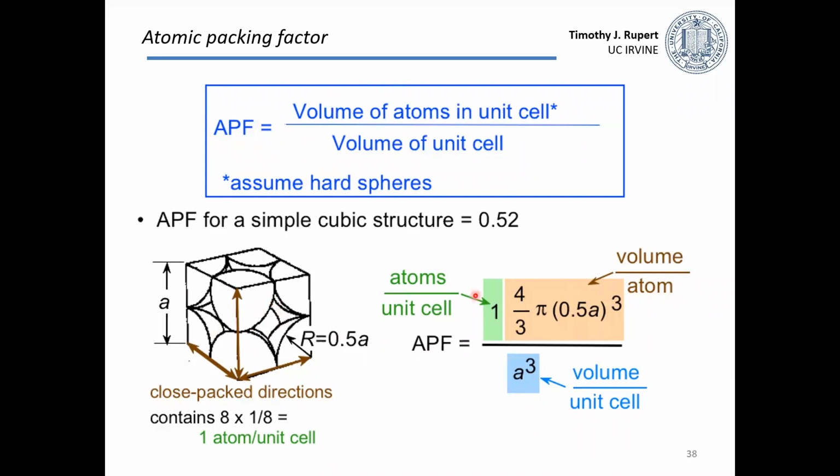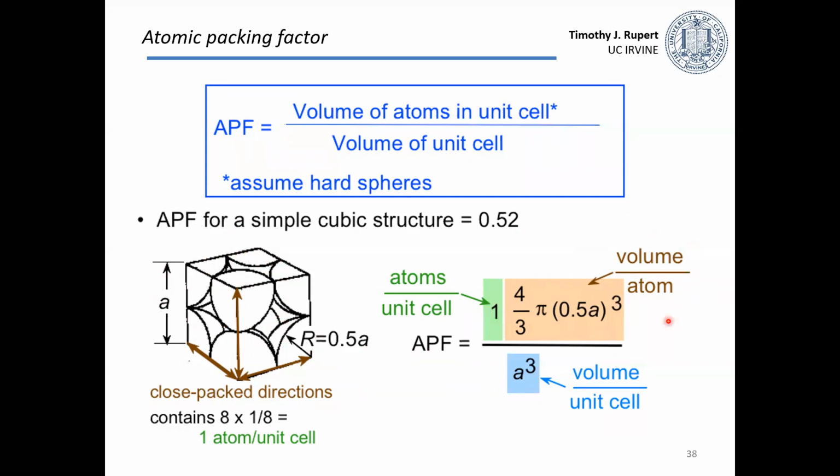The way you can do this is pretty simple. If we know how many atoms are in the cell and we know what size they are, in terms of the dimensions of that cell, we can calculate this. On the bottom right is the calculation for the simple cubic structure. The first thing we can do is ask how many atoms are in that cell. Again, we have 8, but each of those is only 1/8 in this cube. So we have 1 atom per unit cell.